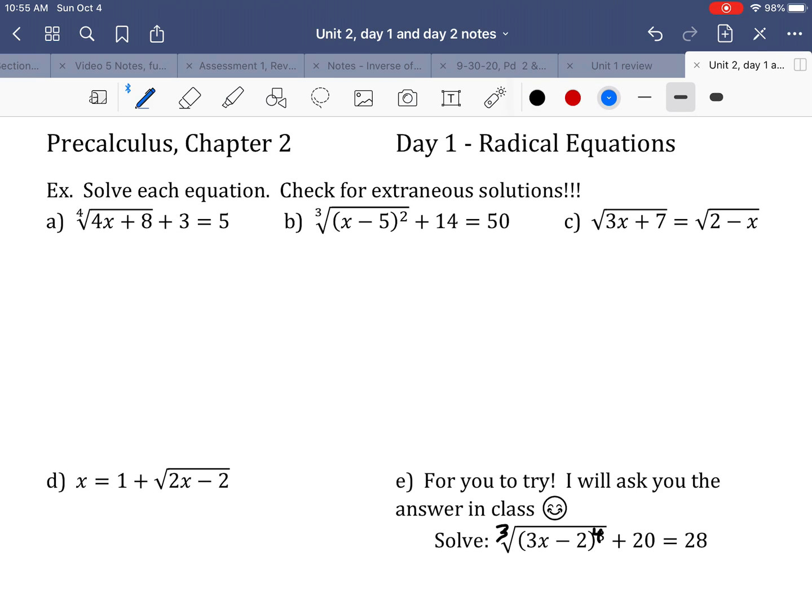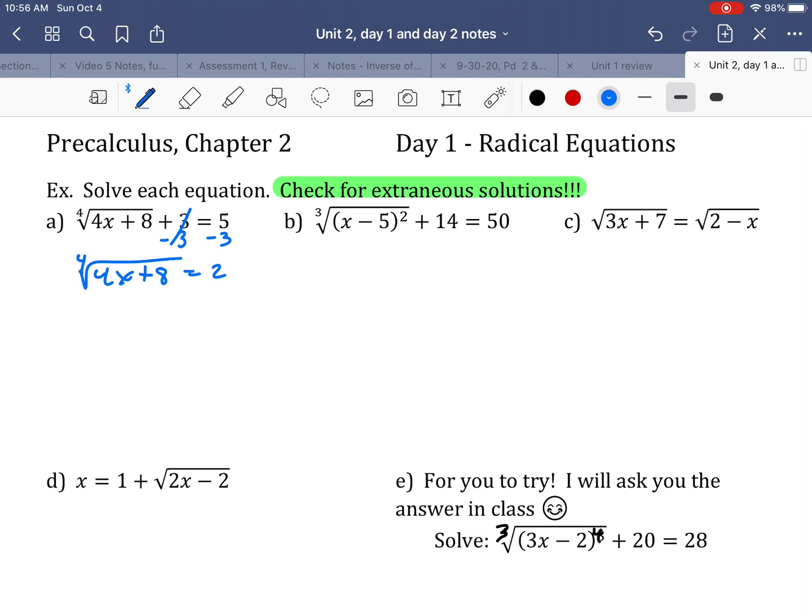All right. So to solve these equations, notice that in my problem, I do remind you to check for what are called extraneous solutions, so I'll be talking about that soon, but let's start with letter A. So let's take away 3 from both sides to clean this up. I have the fourth root of 4x plus 8 equals 2 now.